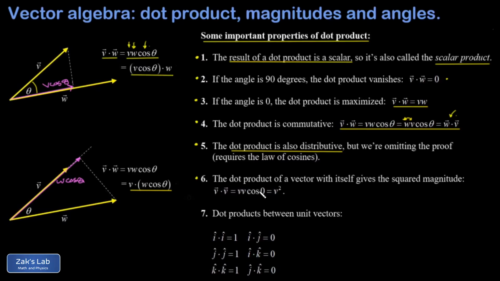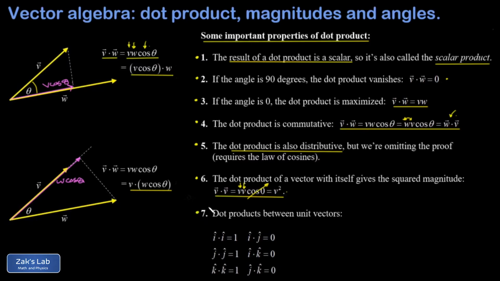Sixth, the dot product of a vector with itself gives the squared magnitude of that vector. So if I dot a vector into itself, the angle between the two vectors is 0 because they're pointing in the same direction, and I just get the magnitude of the vector times the magnitude of the vector again, and that's the squared magnitude of that vector.